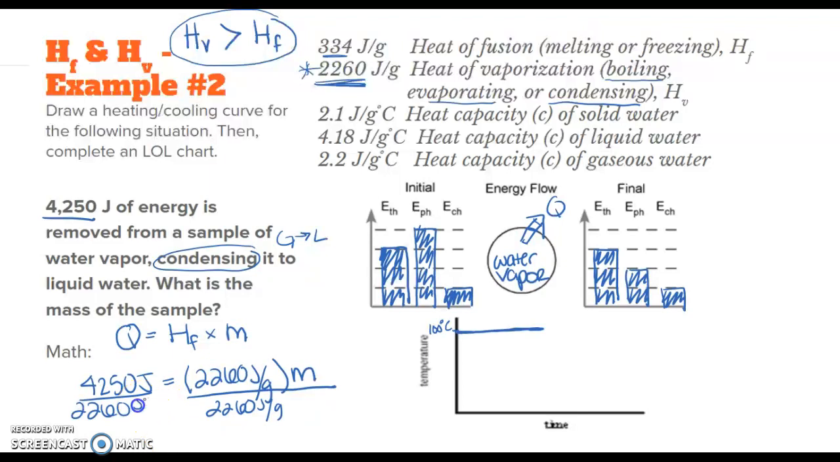When we divide those values, we end up with a mass of 1.88 grams of water vapor. And that is how you do a heat of vaporization question.